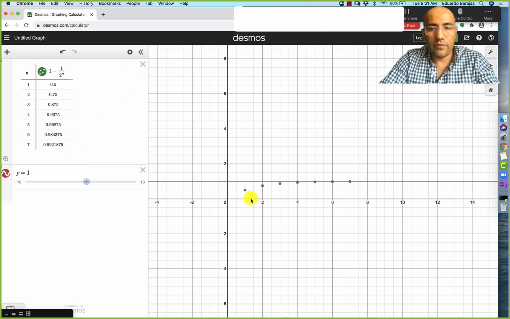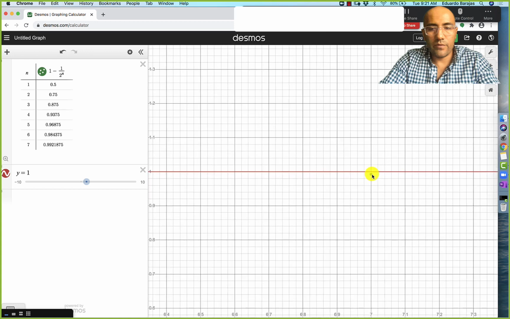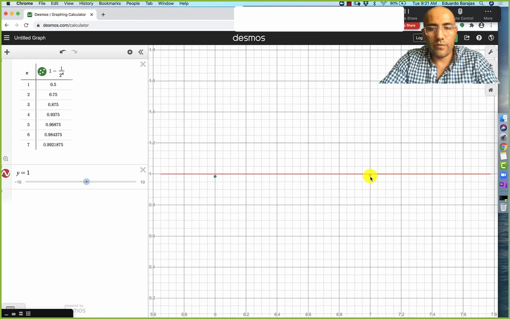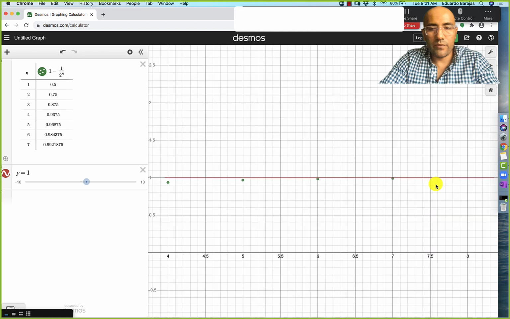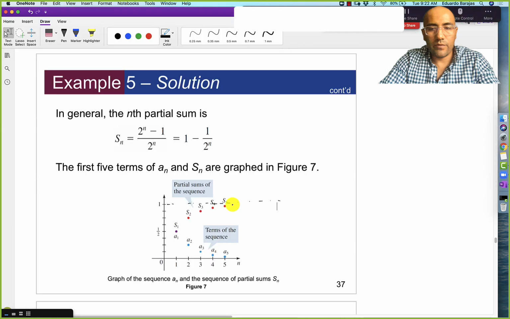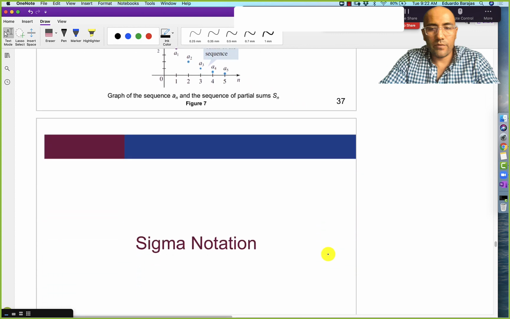y equals 1, right? So these little green guys get infinitely close to that red line, and even though it almost looks like it is equal to that, it's not. If you zoom in, zoom in, zoom in, eventually you see that the green dot is not actually on the red one. Okay? And it might look like it is. Right, so that's what this is describing. S sub 1, S sub 2, S sub 3, S sub 4, S sub 5. Any questions?